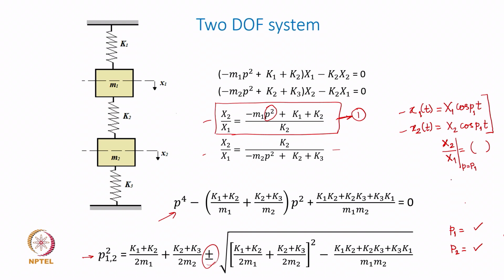When you substitute P equal to P2, you will get a different amplitude ratio. When you substitute P equal to P2 in expression 1, you get some other number, and that number will give you the ratio of the motion of the two masses, and that will be clear very shortly. The emphasis is on telling you the significance of this amplitude ratio that we have obtained.